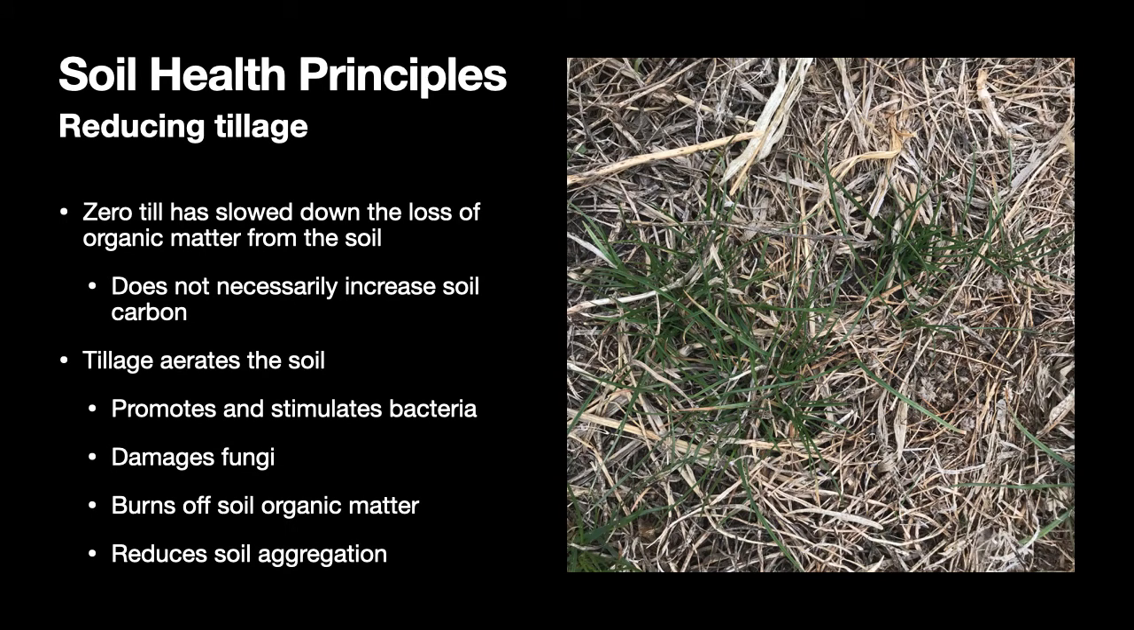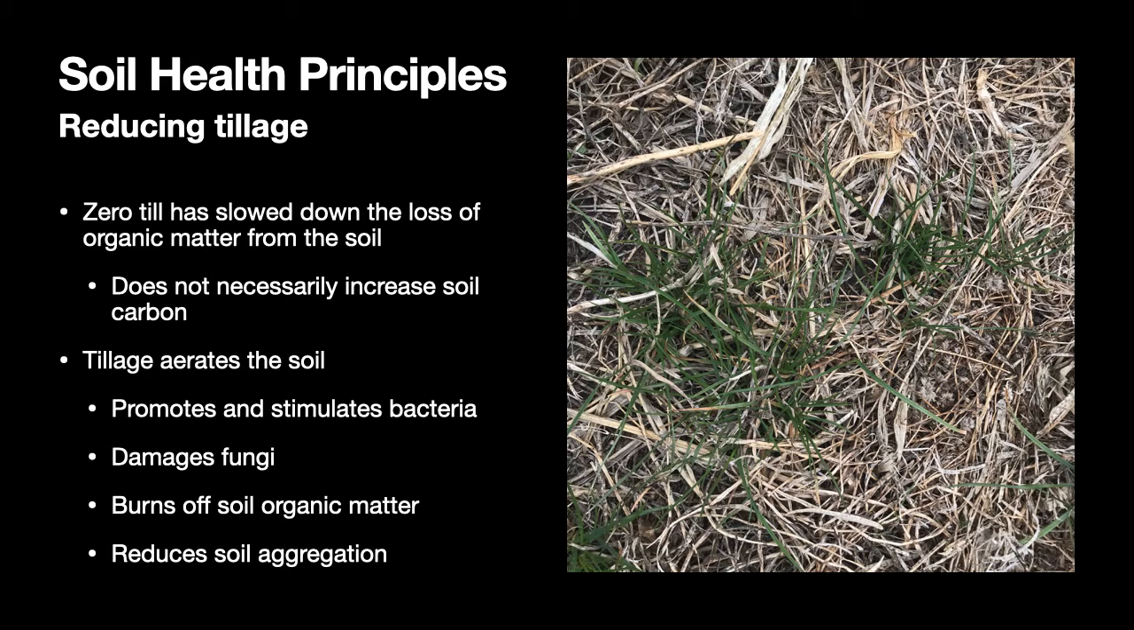Reducing tillage. Zero till has been a very positive thing for agriculture because it has slowed down the loss of organic matter from our soils. It doesn't necessarily increase our soil carbon in our soils. It basically reduces the losses. Through history, through testing, zero till has shown some increases in organic matter since the days of summer fallow.